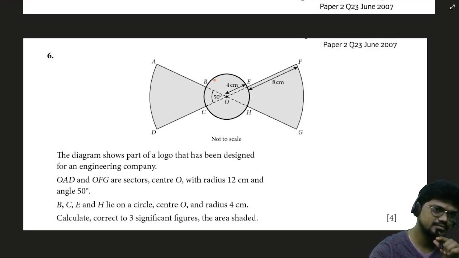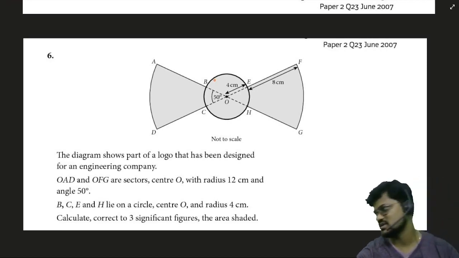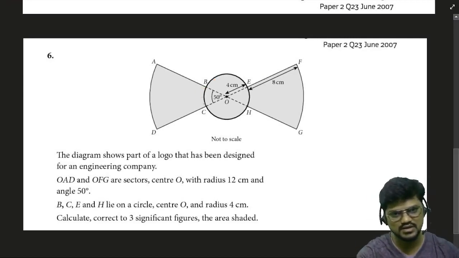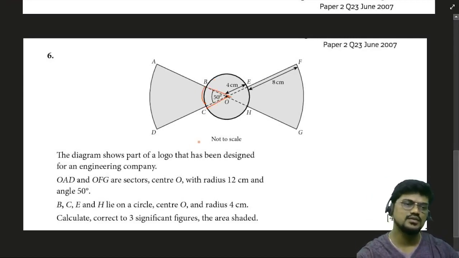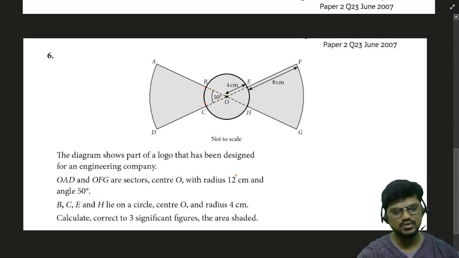Then you find these two. Okay, these two. Then you add all of them. Okay, okay. I thought you said about this sector. No, I meant this. You can do it that way also. No problem. But what will be this angle?